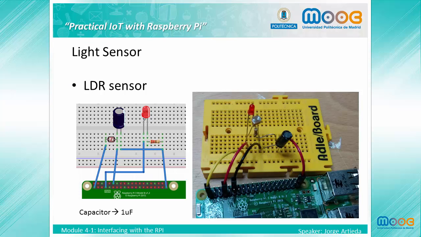Now we are going to see a more complex example. We are going to use a light sensor to switch the LED. The light sensor is an analog sensor, but we can connect it to a digital pin with the help of a capacitor. For the example, we have mounted the circuit as shown in the figure.